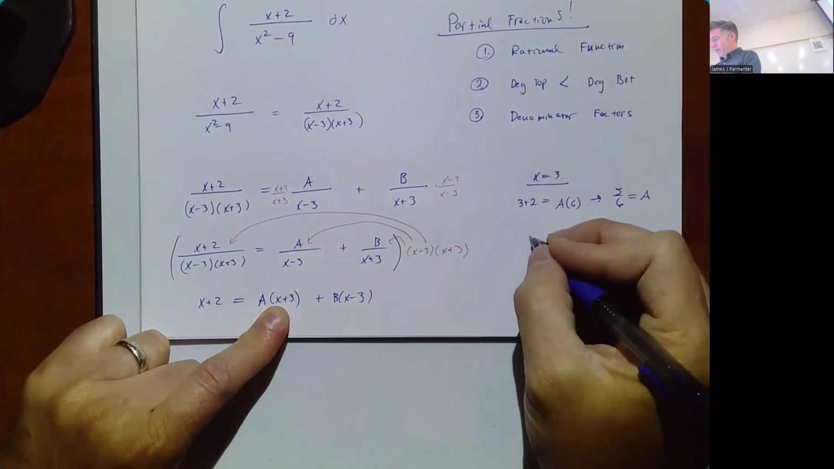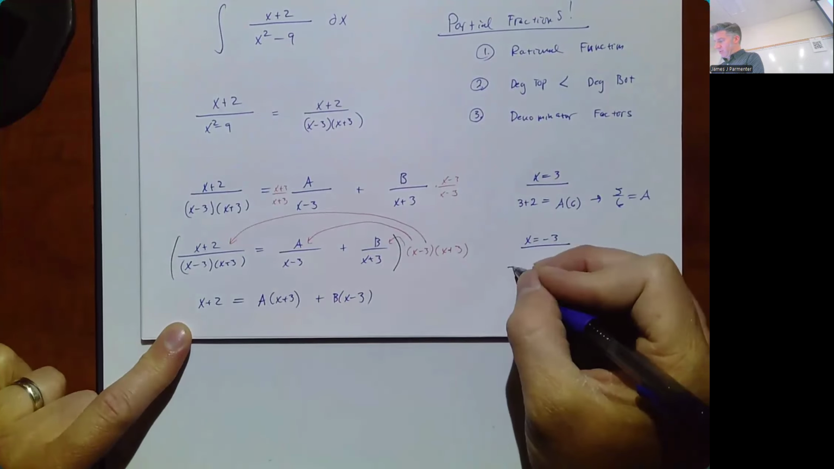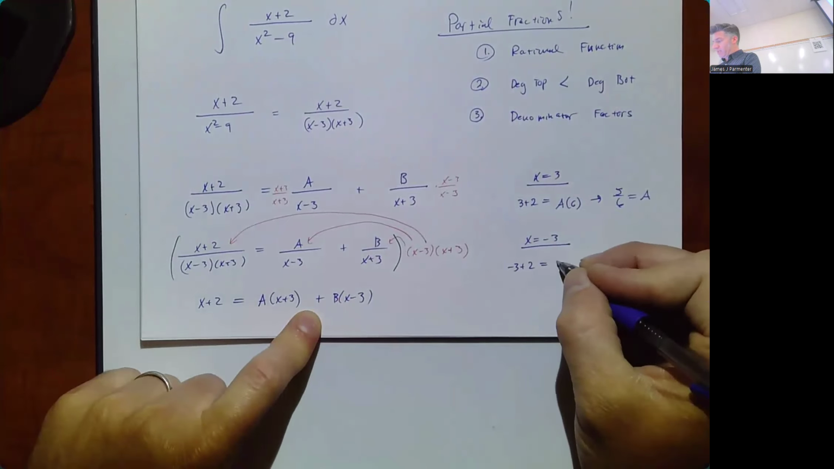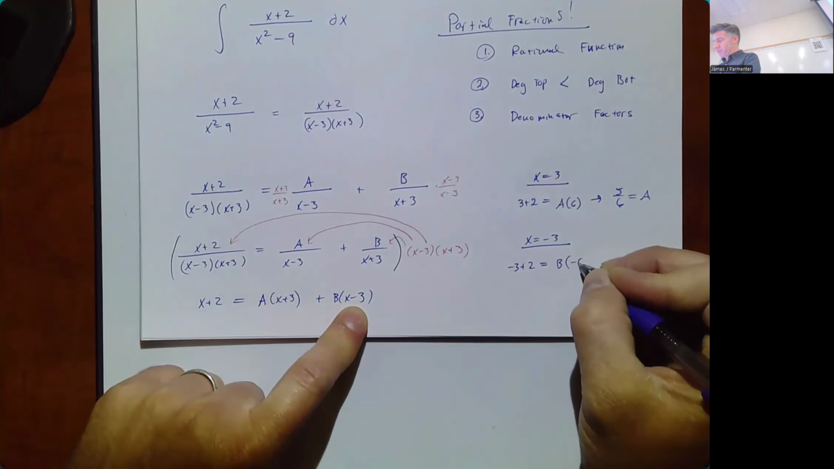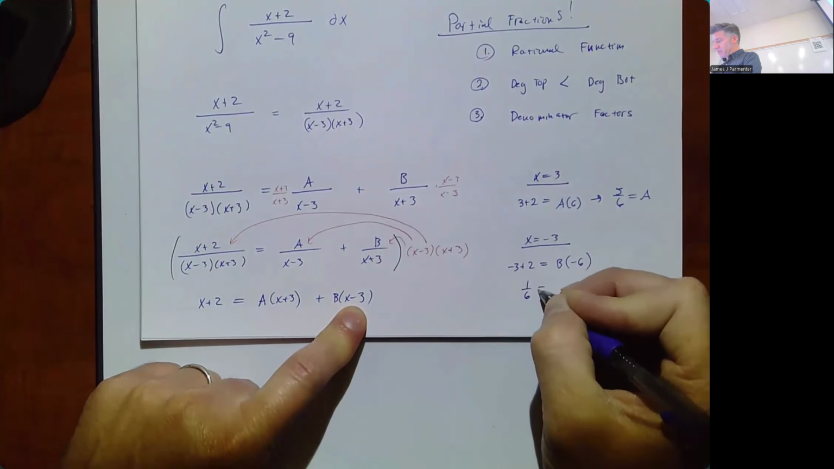Similarly, if I let x equal -3, I get -3 plus 2 on the left equal to a times 0 plus b times -3 minus 3. So -1 divided by -6 is equal to b.